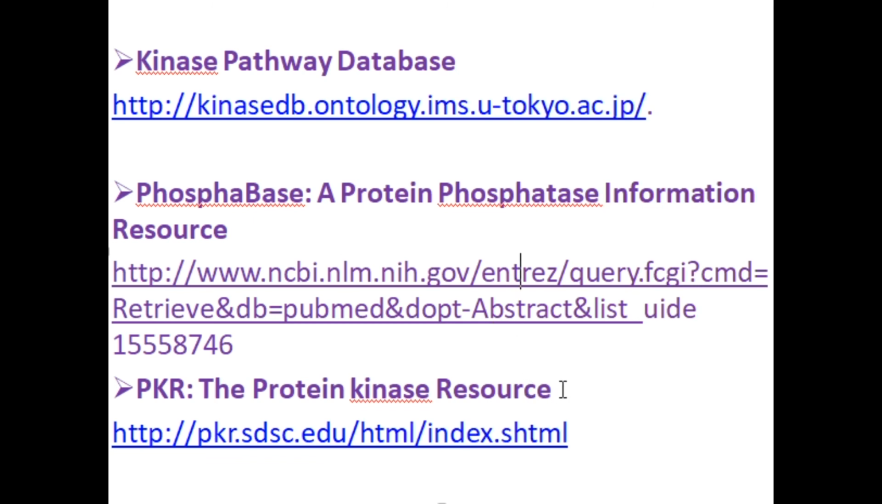Next, PKR, the Protein Kinase Resource, which plays a major role in all major cellular processes, for example signal transduction, cell differentiation, cell proliferation and cell cycle progression.